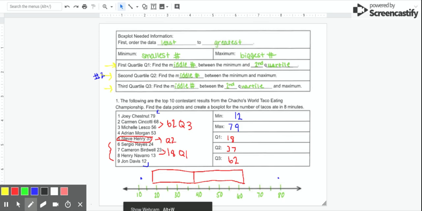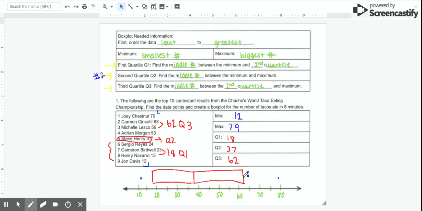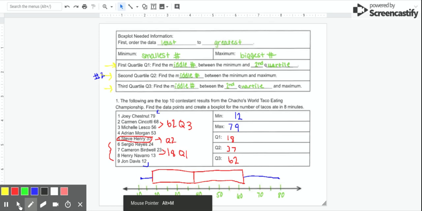When I learned this in school, we called it box and whisker plots because that looks like a box and these look like whiskers. So if you want to think of it that way, you can. And there's your box plot.